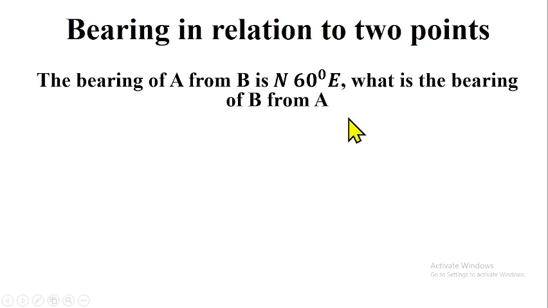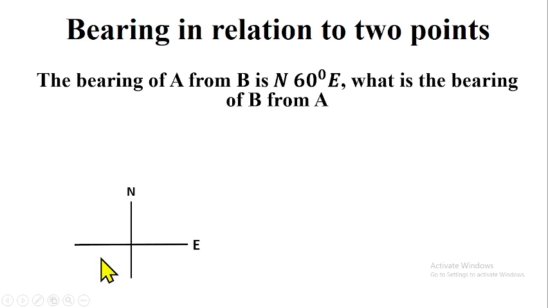And when we're talking about bearing in relation to 2 or more points, the word from is very important. The word from will tell you where you're going to start from, or which point you are going to start with. So please take note of the word from. The bearing of A from B means I'm going to start the bearing from B. So what do I do? I first of all locate point B, because we are going to start from B. And how do I locate point B? By drawing a cardinal point to represent point B.